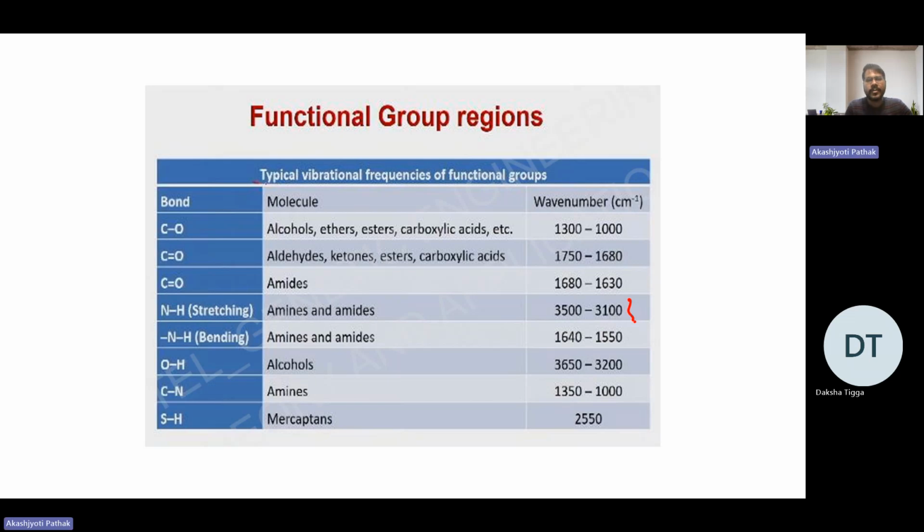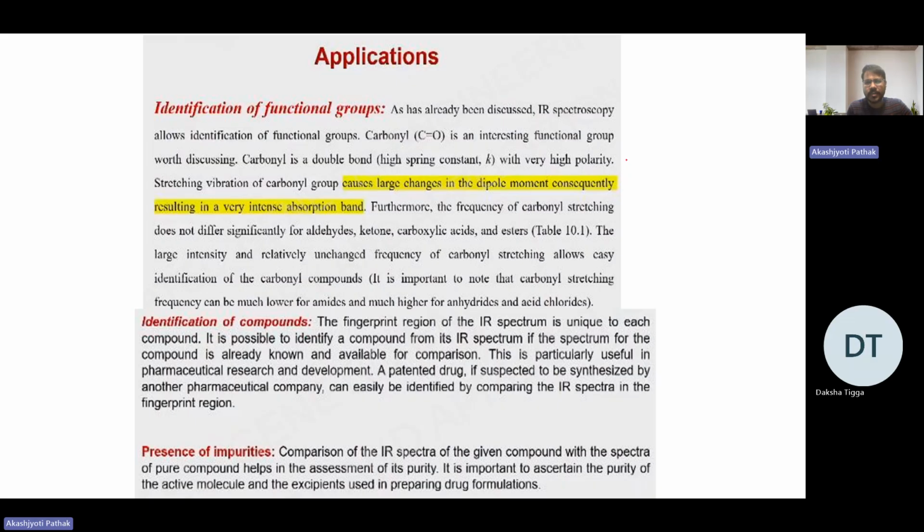So what are the different applications of IR spectroscopy? As we were discussing just now, IR spectroscopy can be utilized for identification of functional groups. Once these functional groups are known, we can gradually also know which molecule is present in the sample. Carbonyl is interesting. The stretching vibration of the carbonyl group causes changes in dipole moment, consequently resulting in a very intense absorption band. Furthermore, the frequency of carbonyl stretching does not differ significantly between aldehydes, ketones, carboxylic acids, and esters. The large intensity and relatively unchanged frequency of carbonyl stretching allows easy identification of carbonyl compounds.